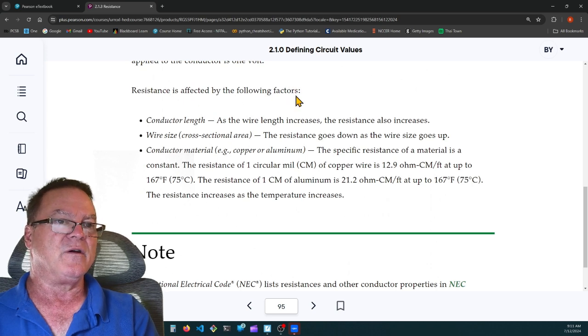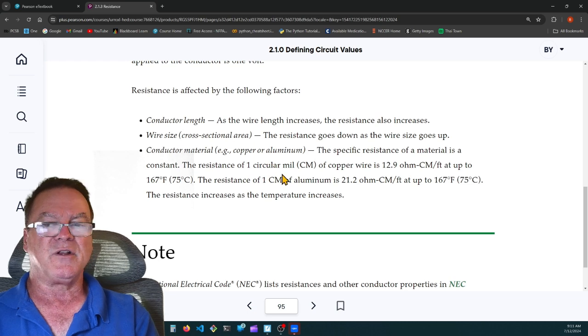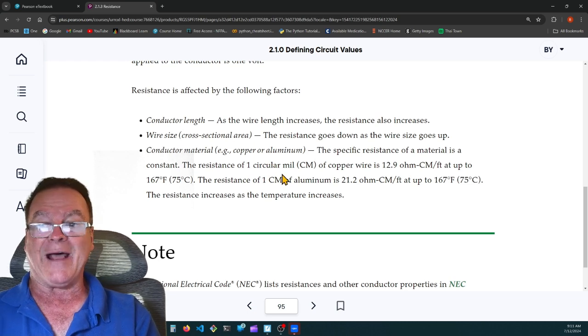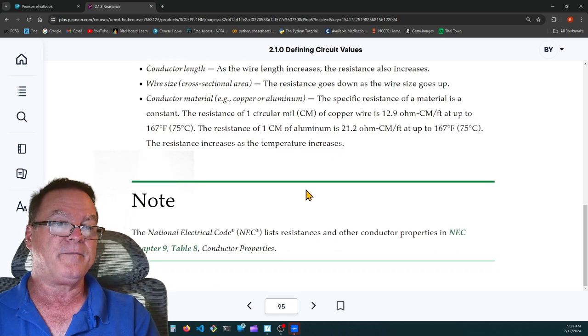And resistance is affected by the following factors: the conductor length, the wire size, the material that it's made from. They go on to tell us that copper has a resistance of 12.9 ohms per circular mil-foot, and aluminum has 21.2 ohms of resistance per circular mil-foot. A circular mil-foot is a piece of wire that is 1 circular mil in diameter, which is 1/1000th of an inch in diameter, and it's 1 foot long.